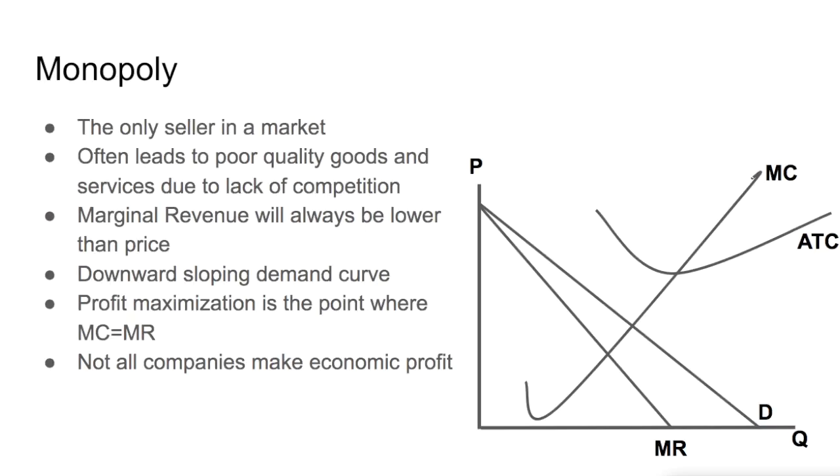A monopoly is when there is only one seller of a good or service in the market. This leads to inefficiencies and often leads to a lack of quality of goods due to the fact there is no competition. Graphically, monopolies have a downward sloping demand curve and will produce at the profit maximization point, which is where marginal revenue equals marginal costs.